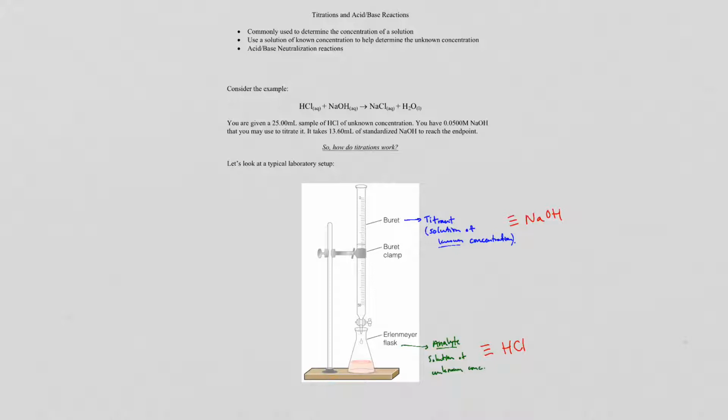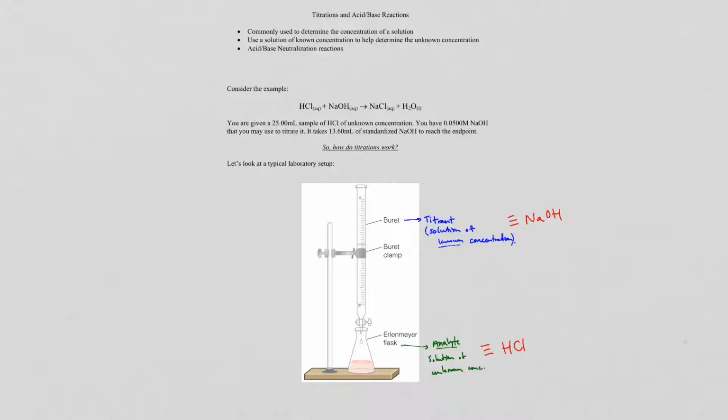So if we're using a base as our titrant and an acid as our analyte, phenolphthalein would be an appropriate indicator, right? Because at the first instance of the solution going slightly into alkaline conditions, or the pH going slightly over 7, you'll get a very faint pink color persisting in your Erlenmeyer flask, and that's how you know you're done.